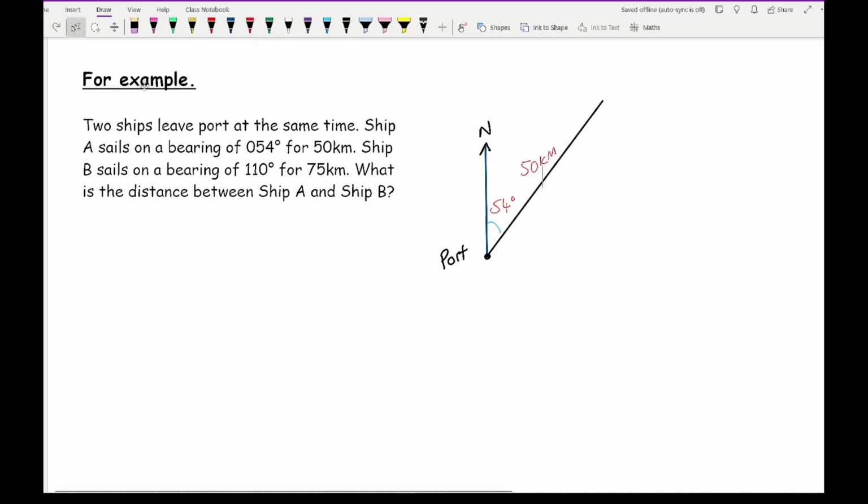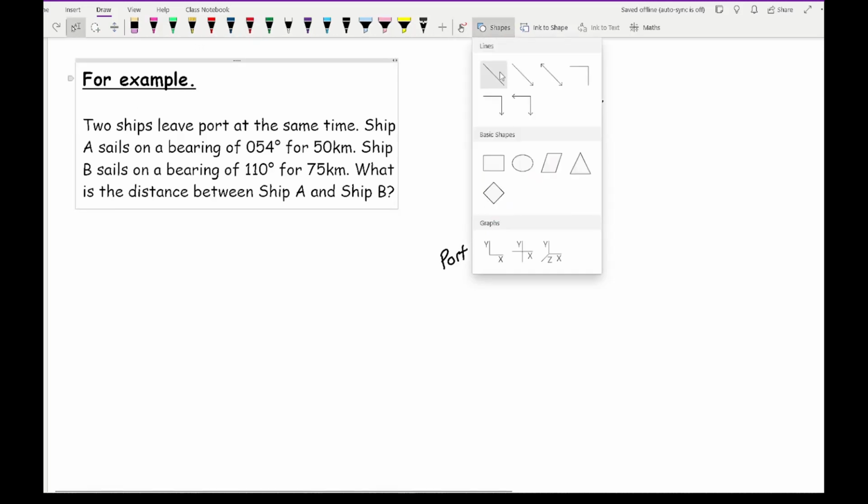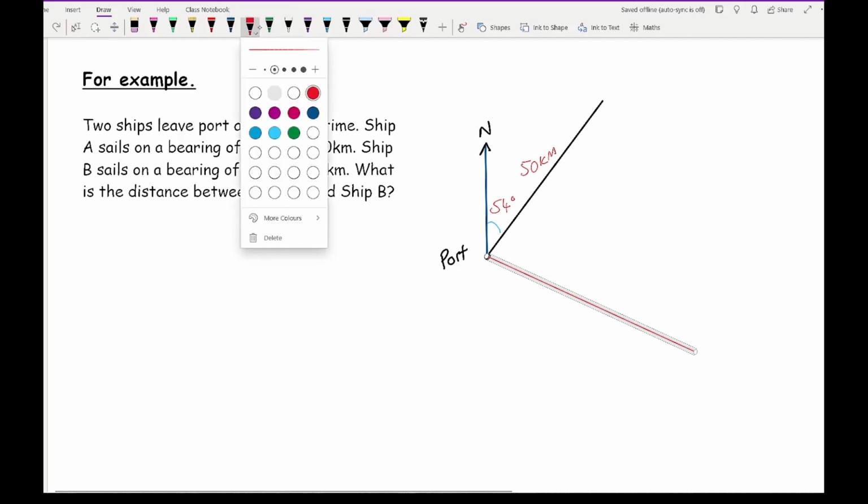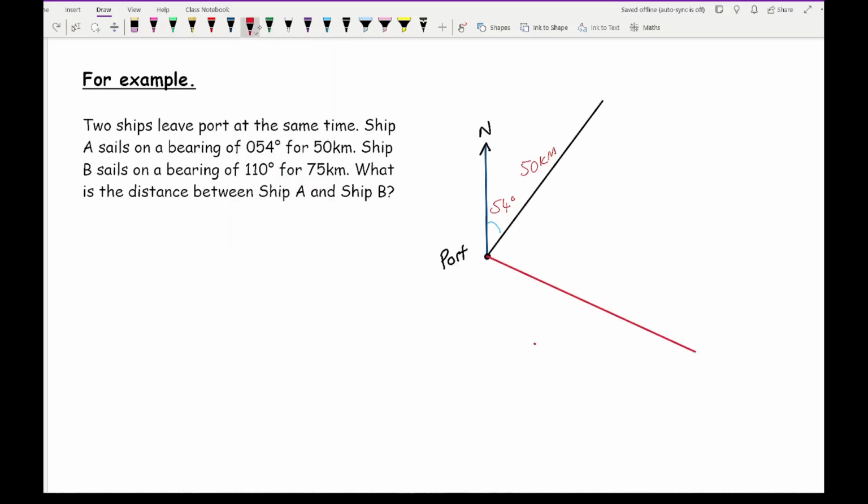So then we draw ship B. We need to draw another line, and that's at 110. So if this is 90, 110 will be somewhere around here, and it's 75 kilometers. Let me just add a bit of thickness to that line. So all of this angle here, I'll use a different color, let's go for this green here. This angle here is going to be 110, and that distance is 75 kilometers.